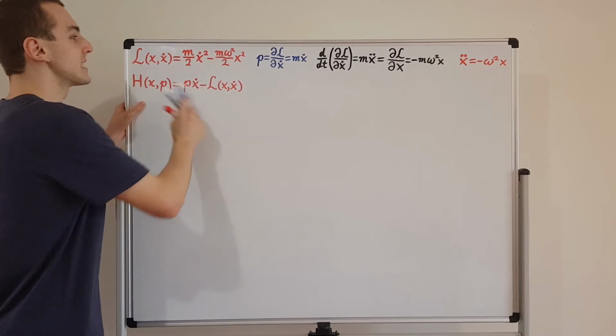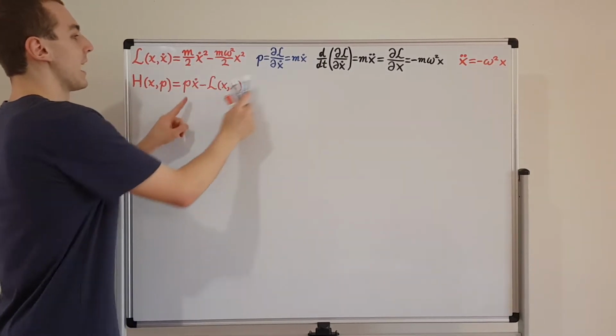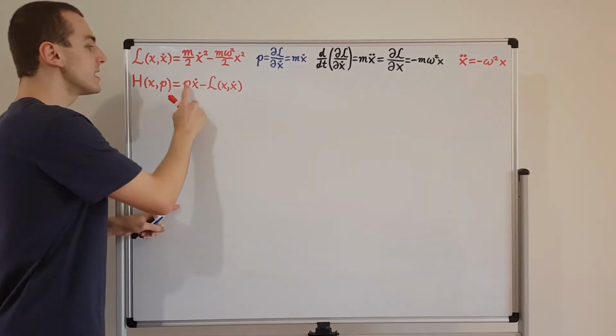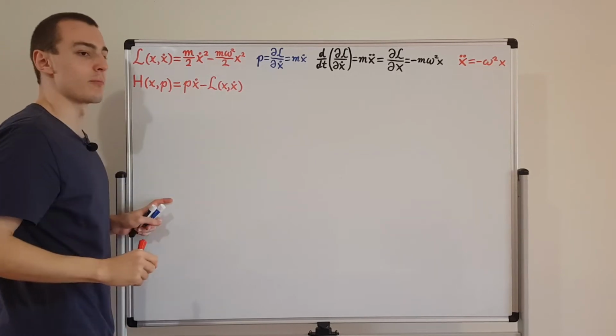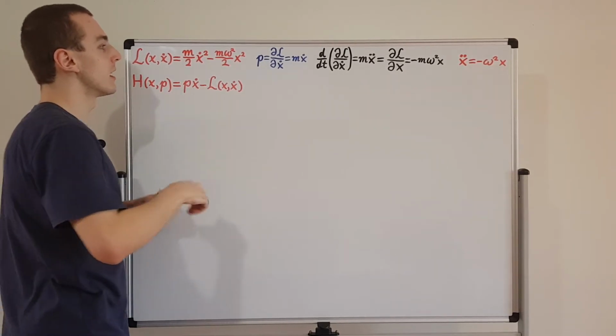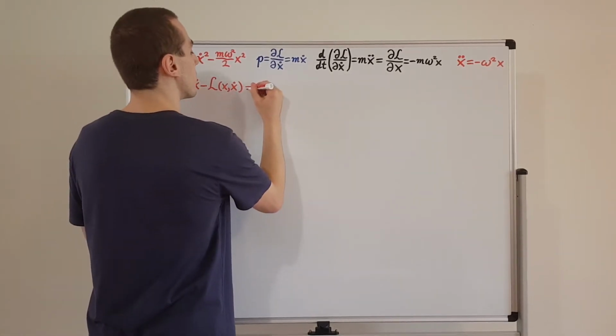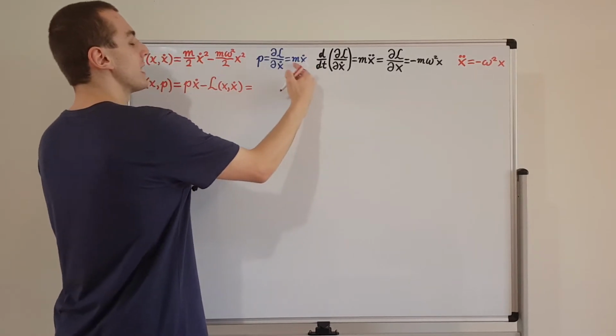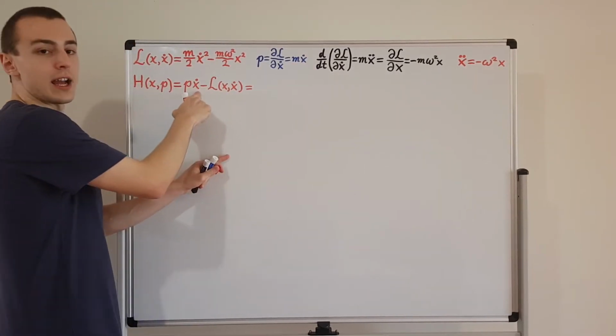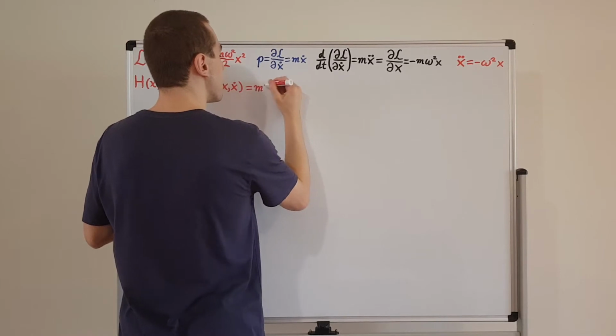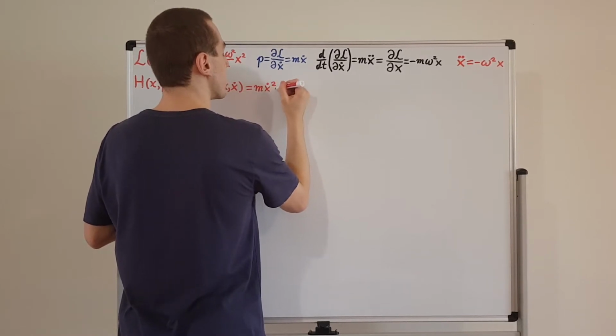But now let's actually substitute this Lagrangian and this momentum that we have. What is p times x dot going to be? So p times x dot is going to be equal to, first we have this m x dot, that's p, and then we have an extra factor of x dot. So we're going to have m x dot squared.